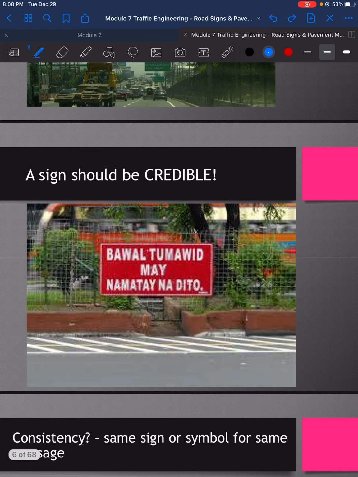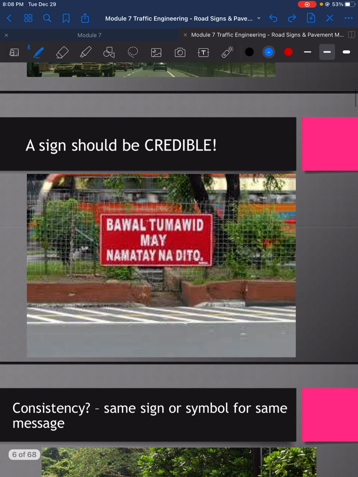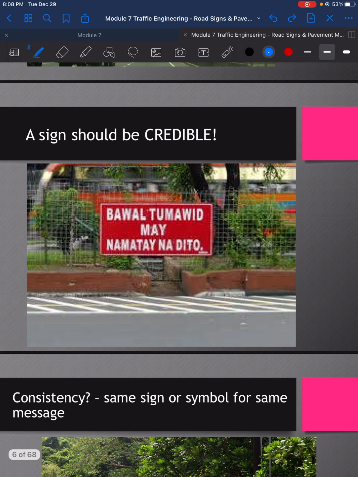So here, yes, a road sign should be credible. Now, kung ikaw ay tumatawid, nabasa mo to, bawal tumawid, may namatay na dito. Baka yung iba sa inyo may isip, weh, talaga ba? Well, it poses some question mark in them. Really? Meron na ba talagang namatay dyan? Or paniniwalaan ba yun? Parang yung iba pa nga sumusuway sila because they were thinking that that sign is just a joke. So, a sign should be credible.